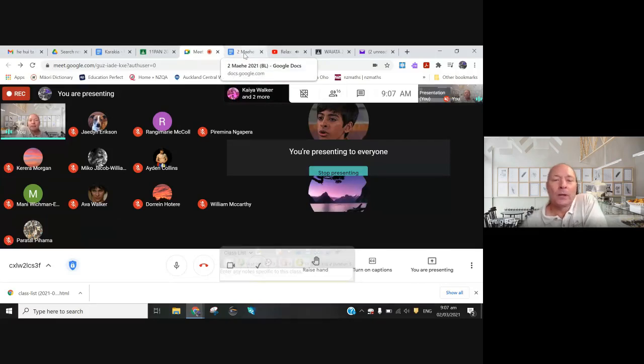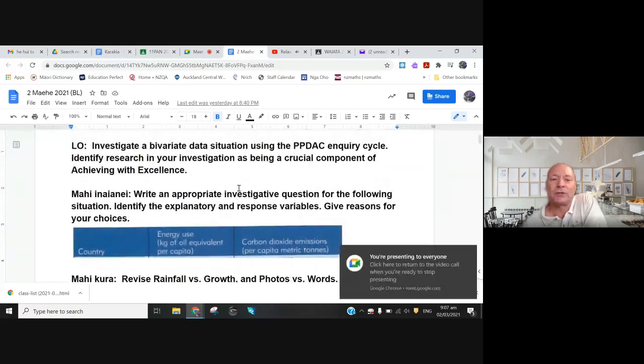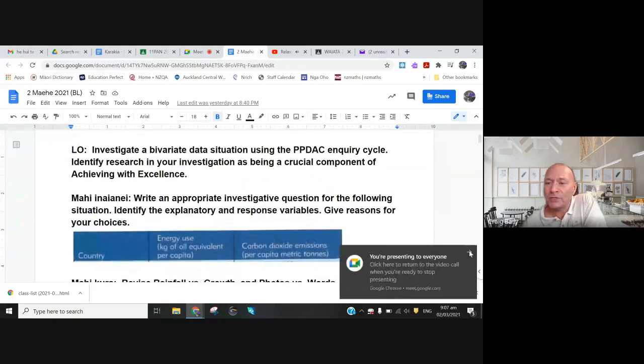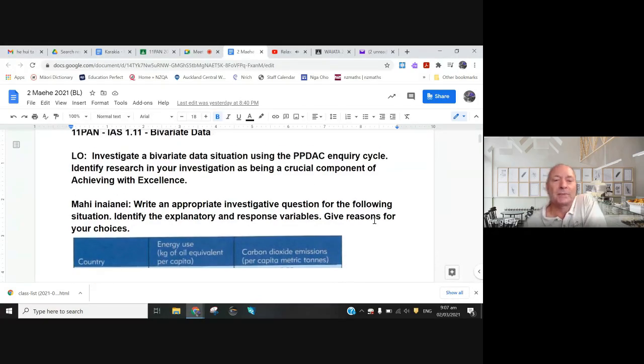So one of the things I want to talk about first, we want to write an appropriate investigative question for the following situation. Identify the explanatory and response variables. Give reasons for your choices. So if we've got some data where in one column we've got a whole bunch of different countries, we know their energy use in kilograms of oil equivalent per person. And we also have a column of carbon dioxide emissions per capita in metric tons.